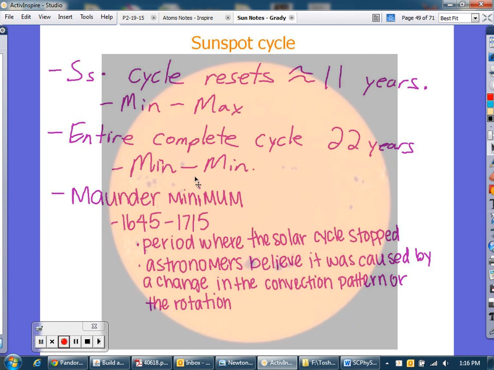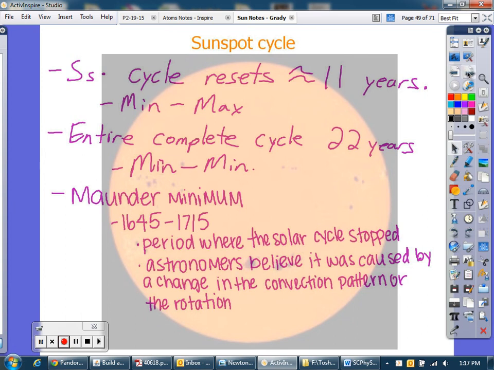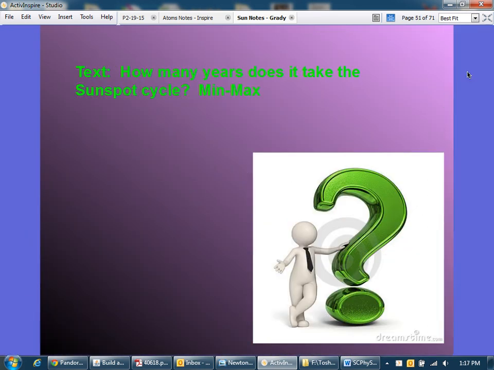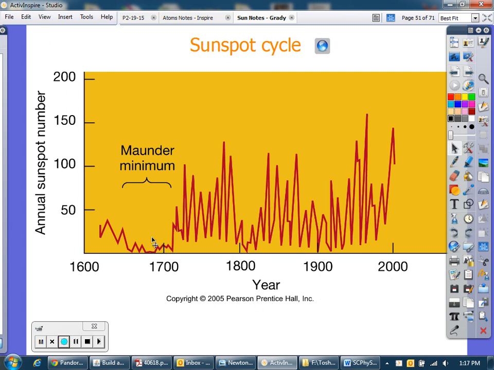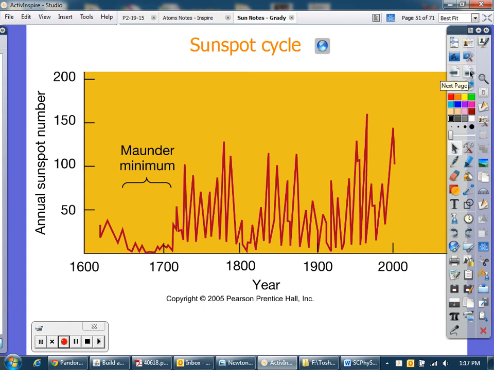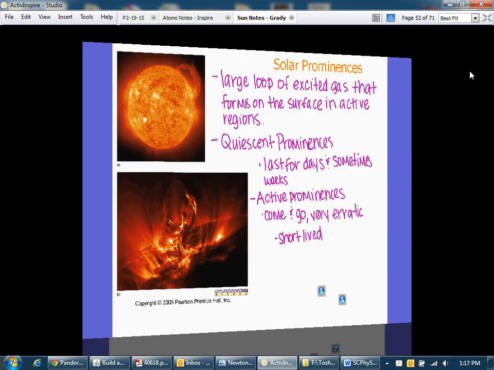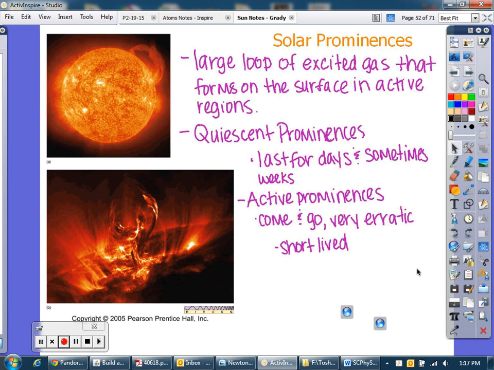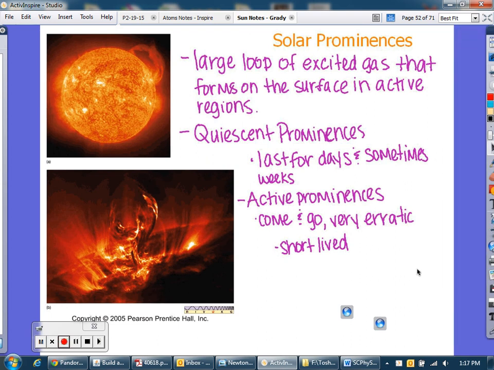The Maunder minimum was a period in the late 1600s to 1700s where there was a period of almost complete shutdown of the solar cycle. We're not exactly sure. It's not complete shutdown, as you can see, but it was not as regular as the rest of this data shows. Another little period like that in this region here. So we're kind of confused as to what caused that. We have no idea. Data collection is not the same as it was back in the day.